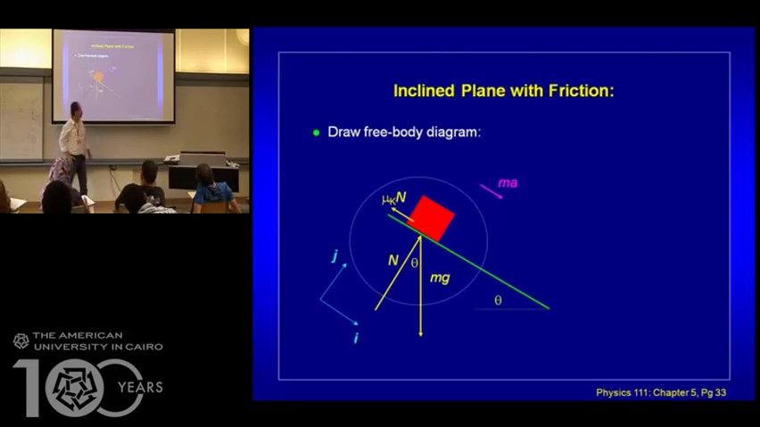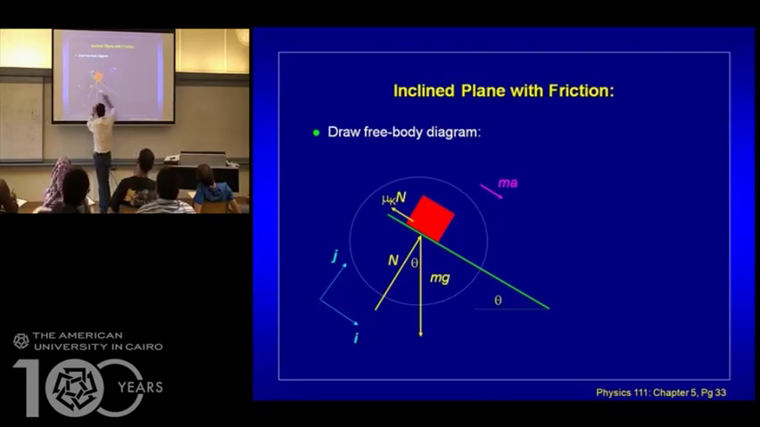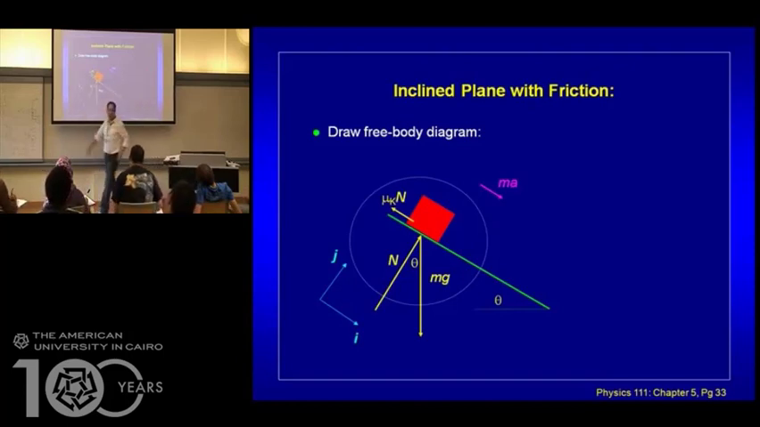If you look at those forces, all of them are either along the x-axis or the y-axis except mg. So I have to resolve mg into two components. One that's along the x-axis, that's going to be mg sine theta, and one that's along the y-axis, that's going to be mg cosine theta.